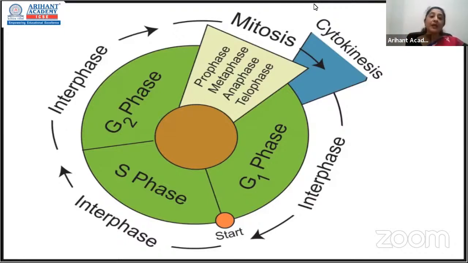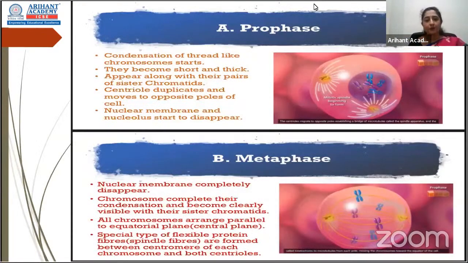You need to remember that when the cell enters into prophase, the chromosomes have already formed its duplicate, that is, the chromatids are ready, attached at the centromere. Okay? So let us have a look at the prophase.